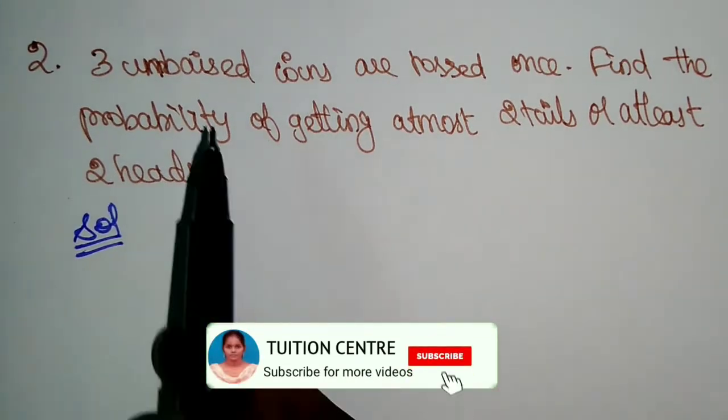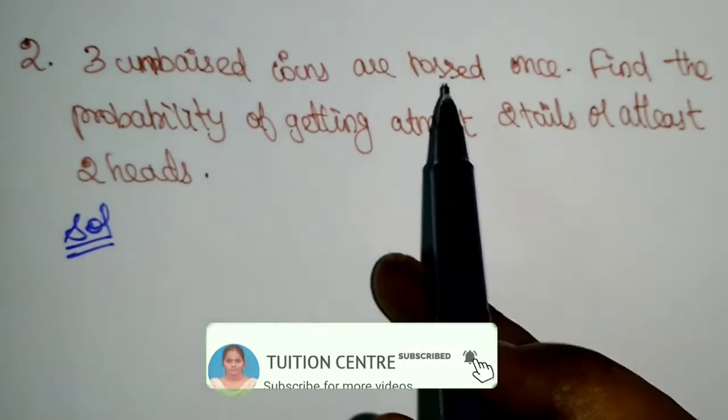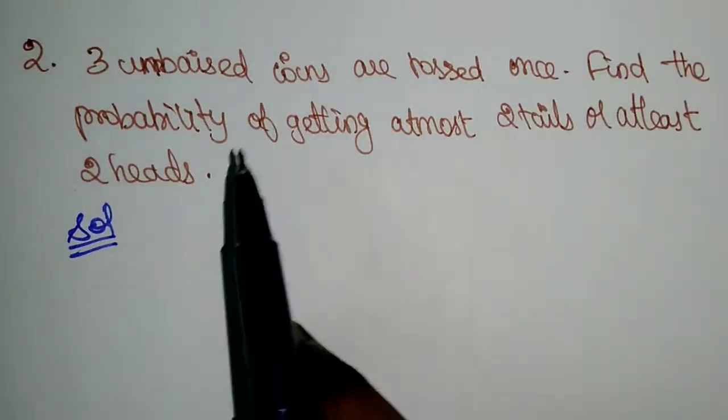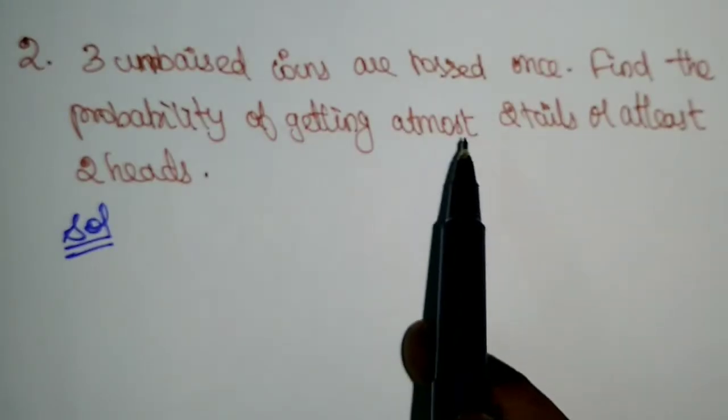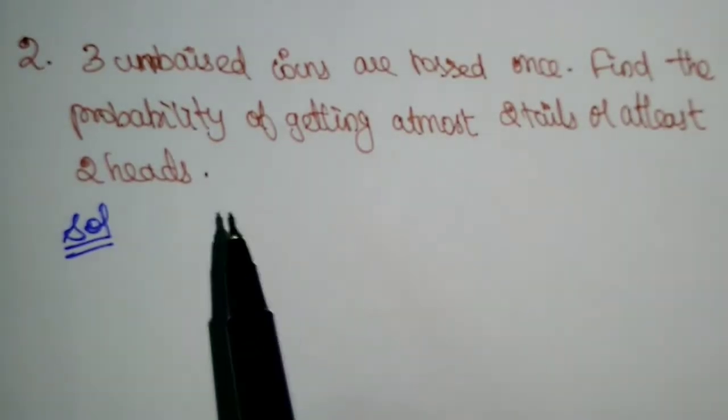Second problem: 3 unbiased coins are tossed once. Find the probability of getting at most 2 tails or at least 2 heads.